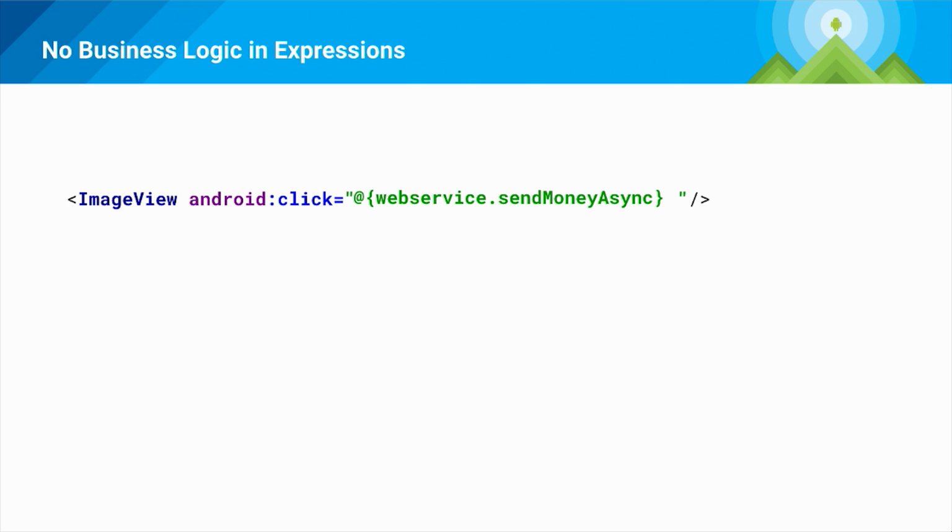So let's look at some examples. Data binding allows you to write some expressions in the XML. That means I can just send a web service call from my XML, right? Why not? There's a ClickListener, there's an API. Why should I not do this?